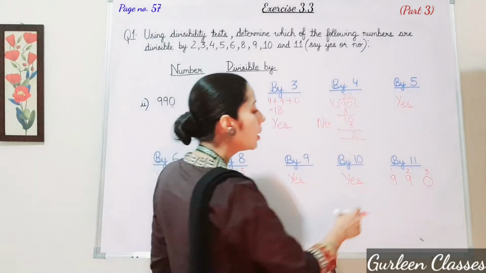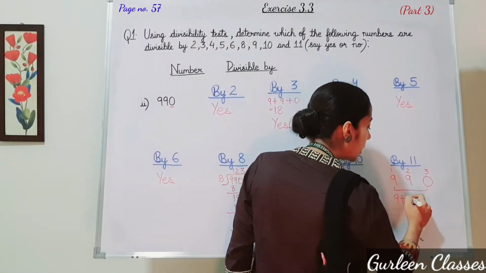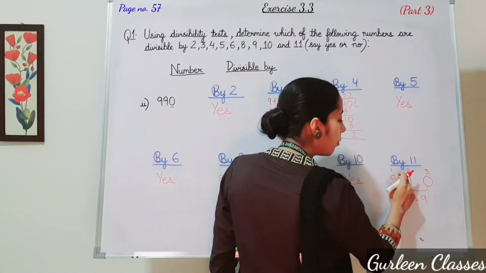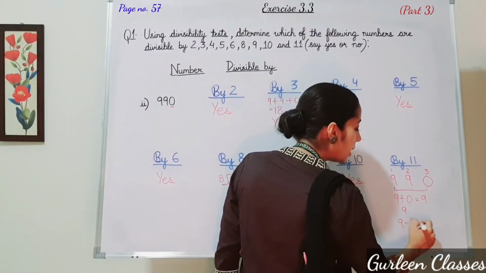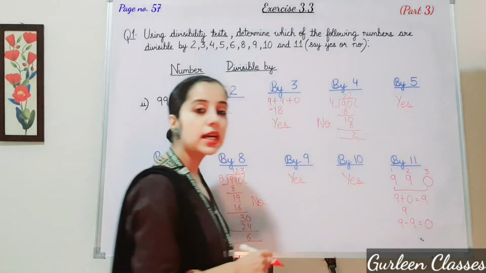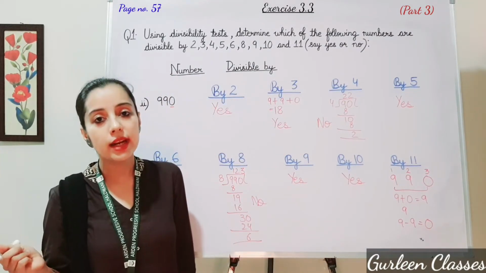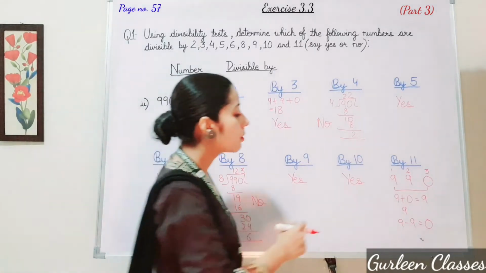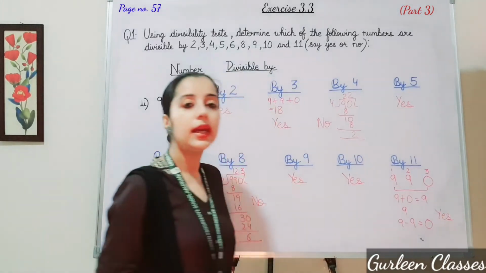So let us find out. Sum of odd places means 9 plus 0. That is 9. Sum of even place we have 9. Now find out the difference. 9 minus 9 is 0. So as I said, if the result is 0 or the number is divisible by 11, it is divisible by 11. So right here, yes. So 990 is divisible by 11.